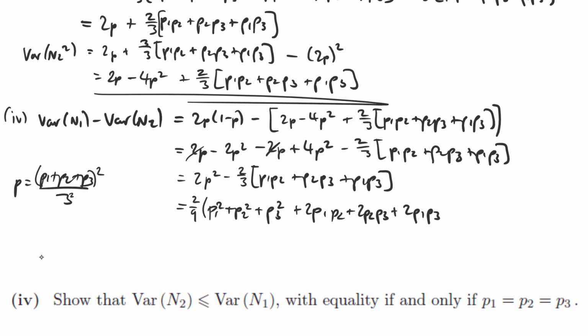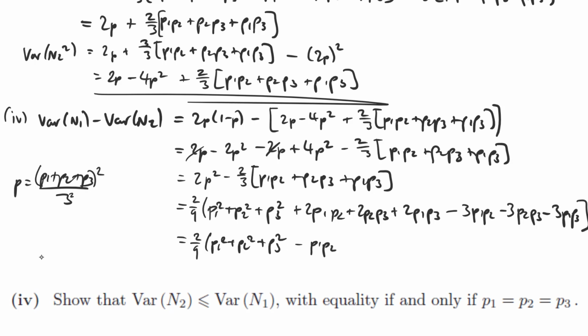And so now if I put this over this other expression, it's currently minus 2/3. If we write that as minus 2/9 times 3 of it, then I'd also get minus 3p1 p2 minus 3p2 p3 minus 3p1 p3. So I've actually got 2/9 times p1 squared plus p2 squared plus p3 squared minus p1 p2 minus p2 p3 minus p1 p3.